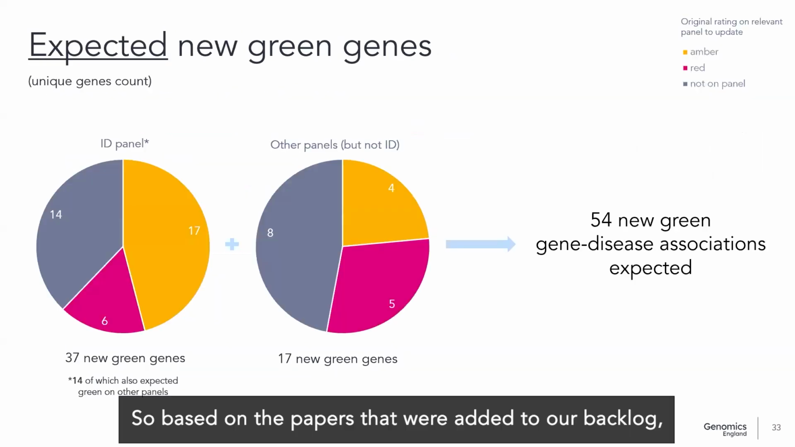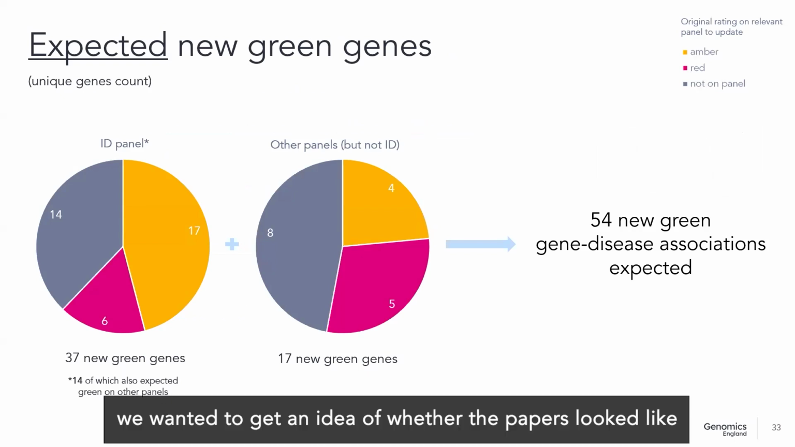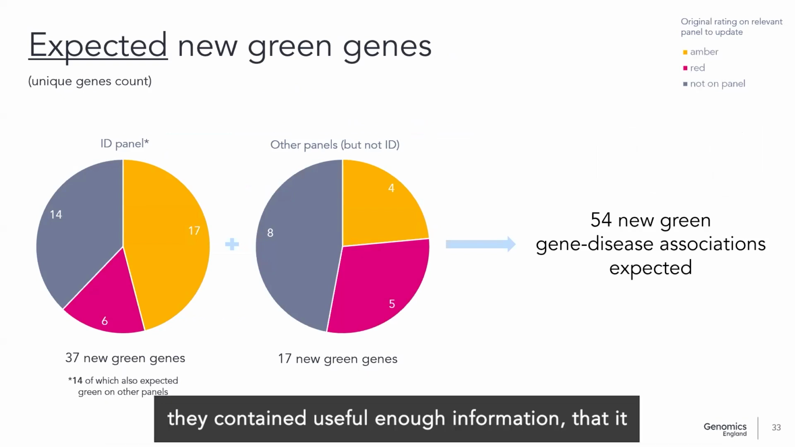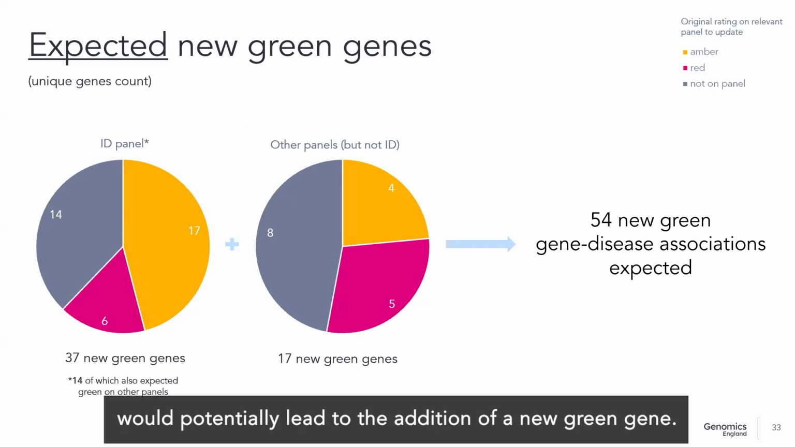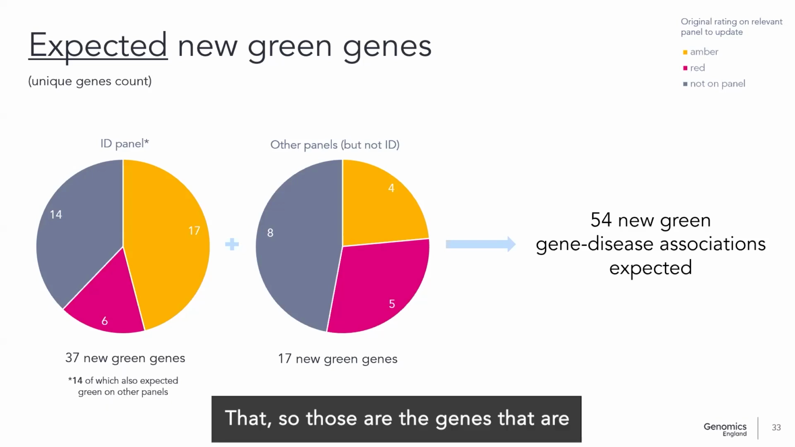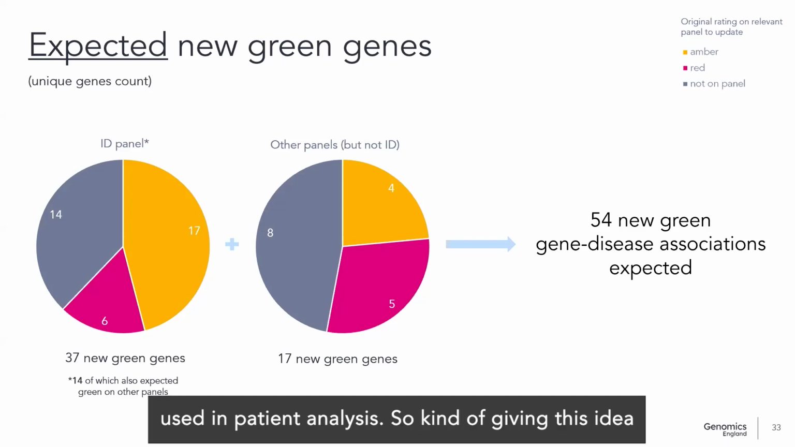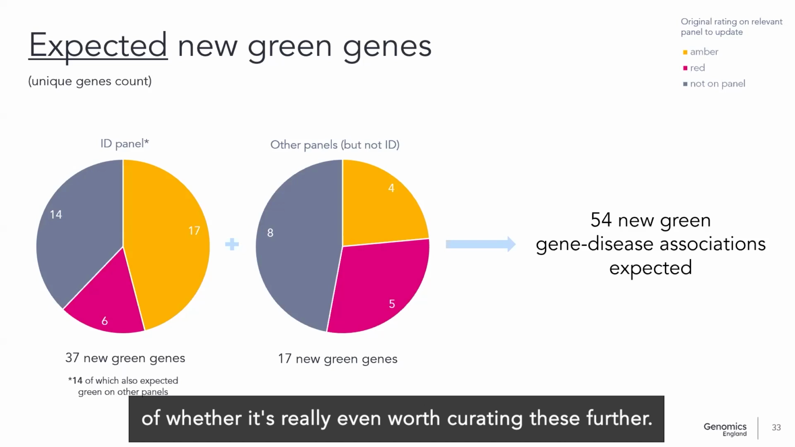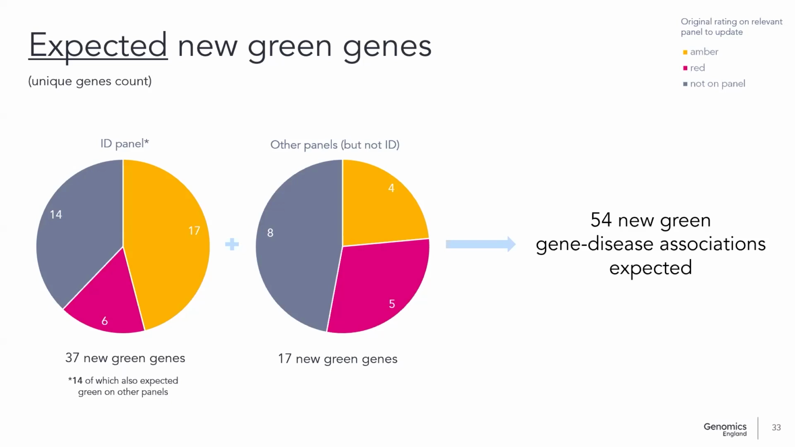So based on the papers that were added to our backlog, we wanted to get an idea of whether the papers looked like they contained useful enough information that it would potentially lead to the addition of a new green gene. Those are the genes that are used in patient analysis. So it gives us an idea of whether it's really even worth curating these further.